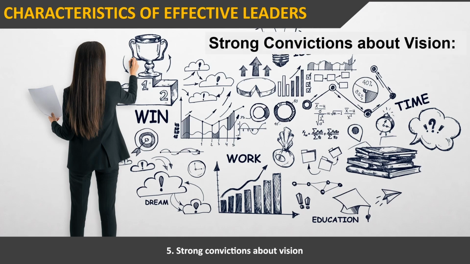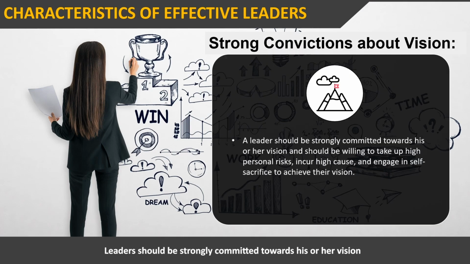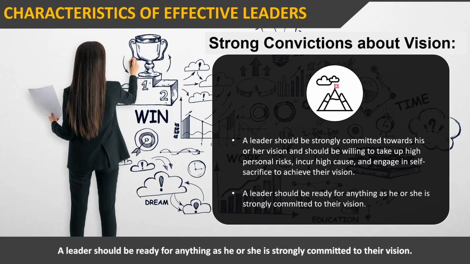The fifth character is strong conviction about vision. Leaders should be strongly committed towards their vision and willing to take on high personal risk, incur high costs, and engage in self-sacrifice to achieve their vision. Anything could be done because they're so strongly convinced towards their vision.